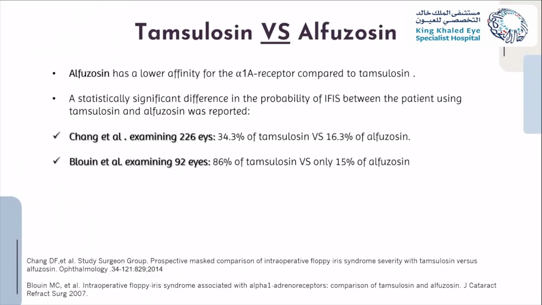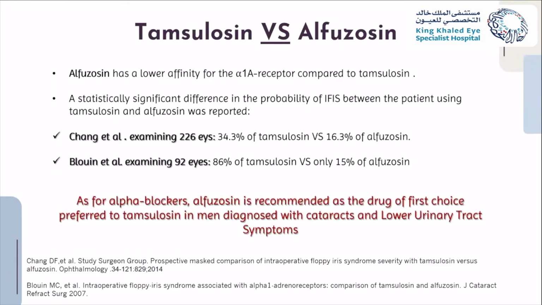Another study of 92 eyes showed that 86% of tamsulosin users versus only 15% of alfuzosin users developed floppy iris syndrome. So actually, as ophthalmologists, we are not prescribing those alpha blocker agents for patients, but maybe we can ask patients about them before doing any cataract surgery.